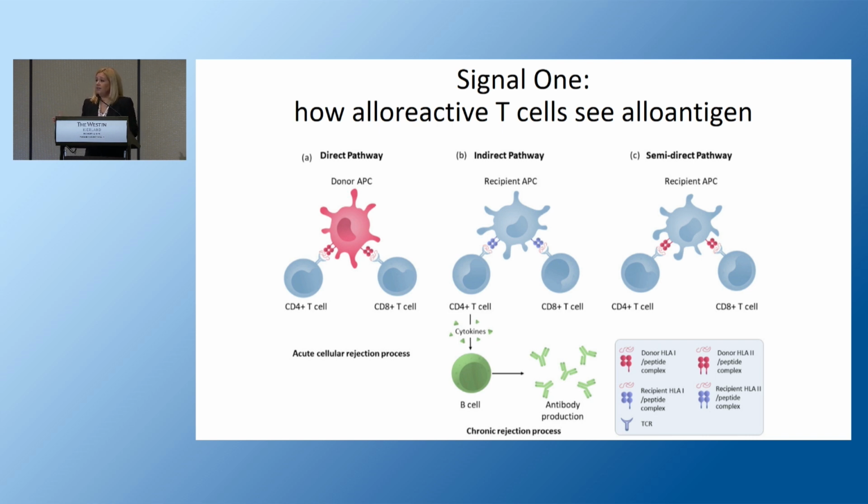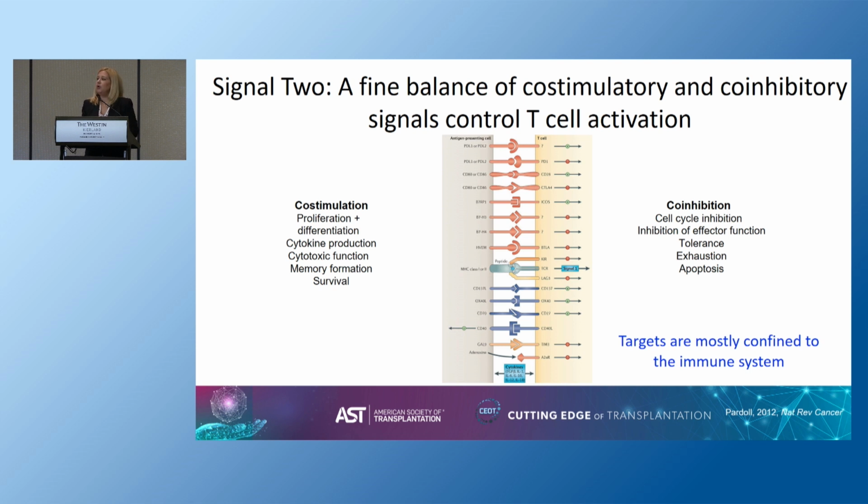But signal one is not enough. We need also signal two. T cells need to perceive signal 2 or co-stimulation in order to become fully activated. And it's really the fine balance of co-stimulatory signals and co-inhibitory signals, which are negative signals that function to fine-tune the response, that determines the outcome of that activating event. You can see here I've listed a number of the different co-stimulatory pathways, as indicated by the green symbol, and co-inhibitory pathways, as indicated by the red symbol, that can be at play during this interaction.